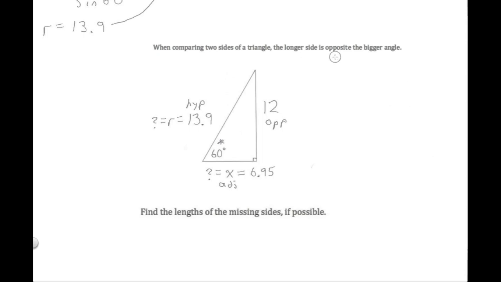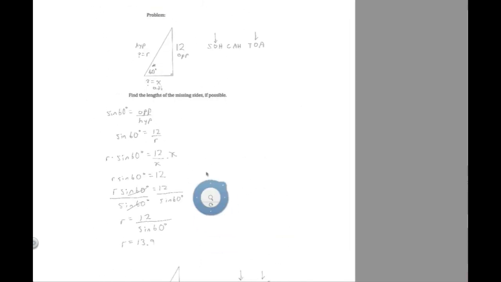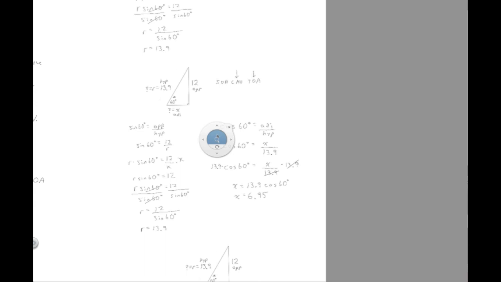Remember, longer side opposite the bigger angle. And by the way, remember again that there's usually more than one correct way to solve a SOHCAHTOA type problem. In this case, we chose to start by using sine of 60, and then we chose to follow that up by using cosine of 60. But that's not the only possible way you can solve the problem.